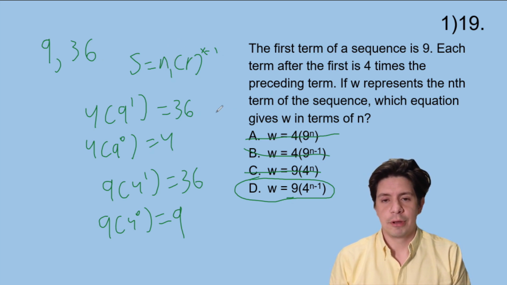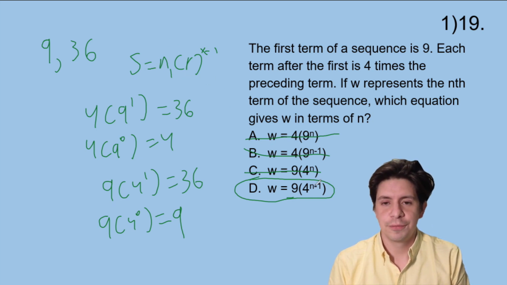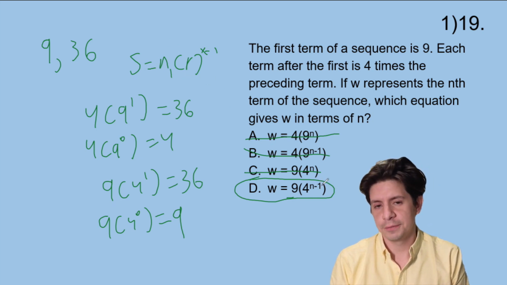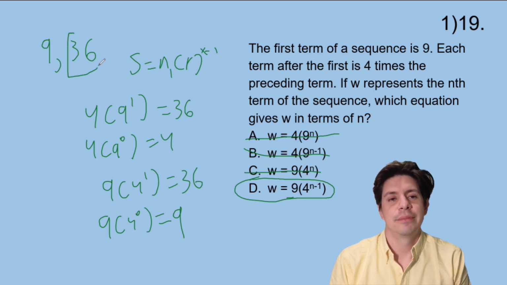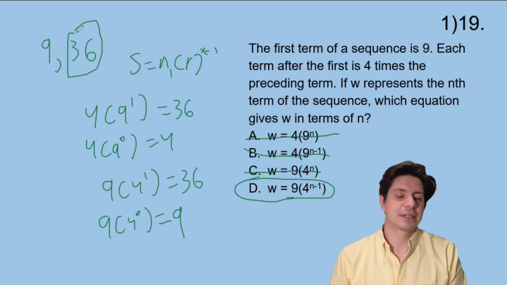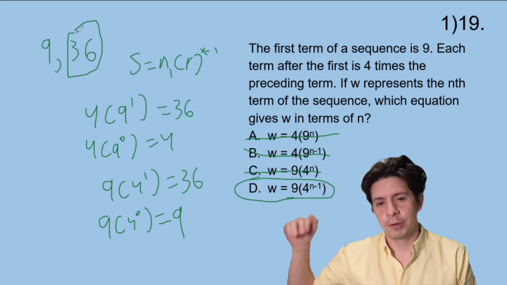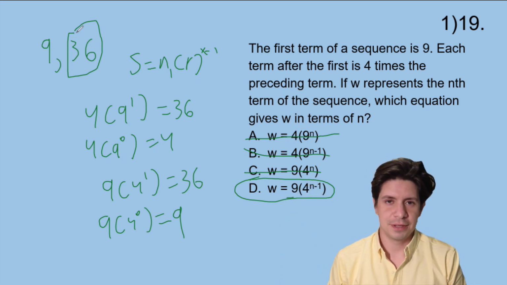And that's what we want for this one. It makes sense, right? Because then we do the second term. If we did the second term, we'd do 4 to the 2 minus 1, which is 4 to the 1. And 4 times 9 is 36. So it makes sense for both terms. It's going to make sense for all the terms going forward. It's the best answer. It's the only answer.